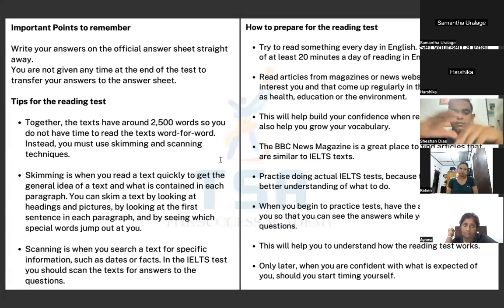I've just summarized some of the information here. The main thing that you have to keep in mind again is that each paragraph, doesn't matter whether it's academic or general, each section has about 800 words.